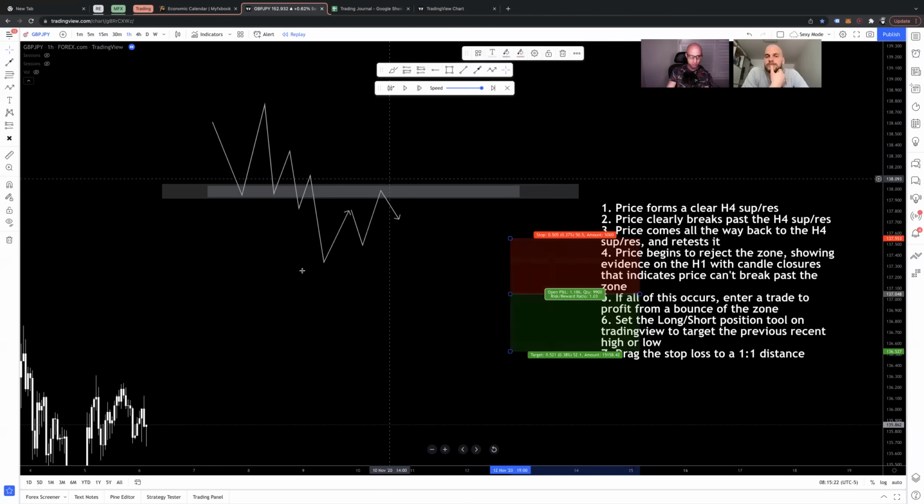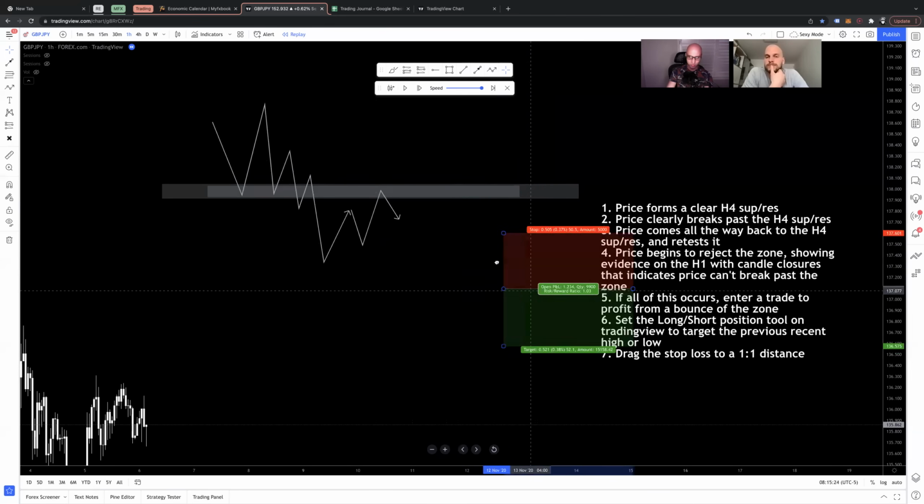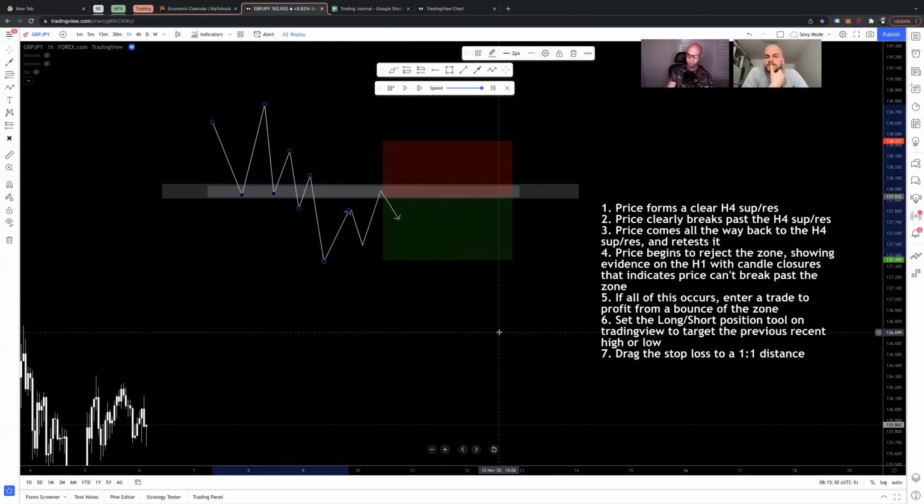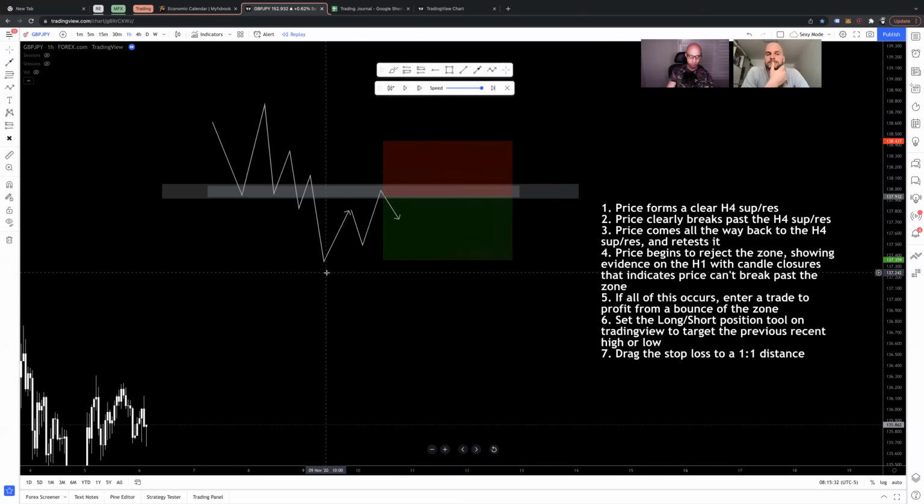All you have to do is, whenever everything sets up perfectly on the chart, you put your entry, then the first thing you'll do is drag your target just to the previous low, the previous low of that initial breakout.